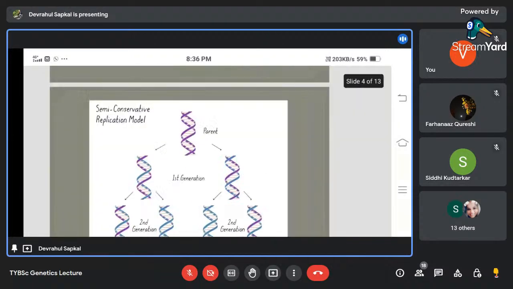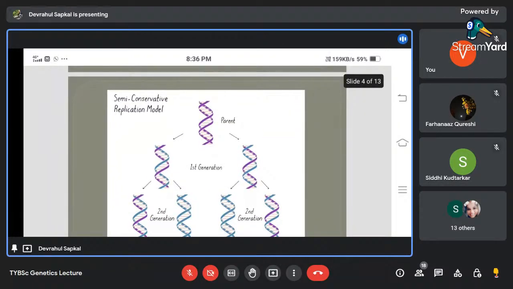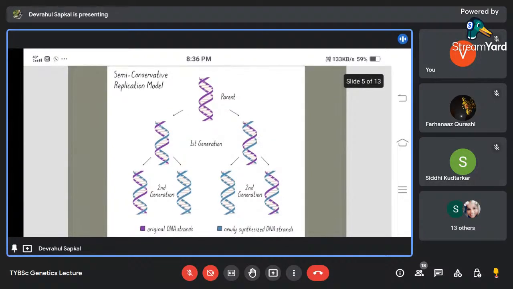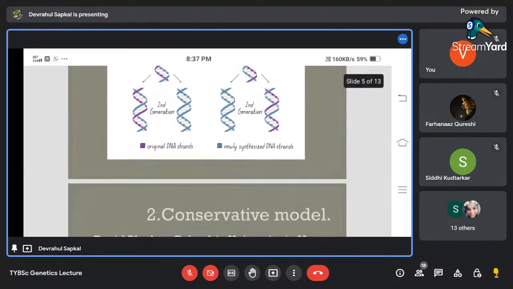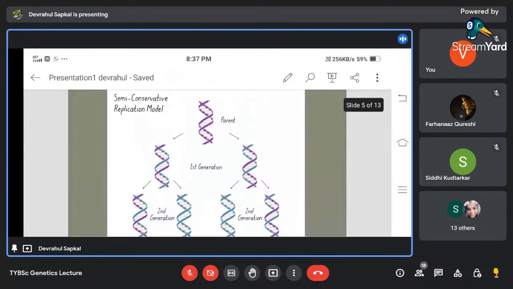So as you can see in this diagram, the original parental DNA, while getting replicated in the first generation, has one strand of parental DNA and one strand of totally newly synthesized DNA. And while getting replicated in the second generation, one DNA has a parental strand and a newly synthesized strand, and the other has totally newly synthesized DNA strands. So semi-conservative means only half is getting conserved.